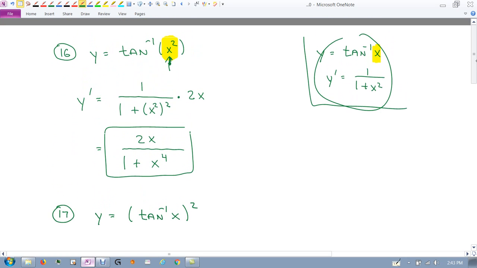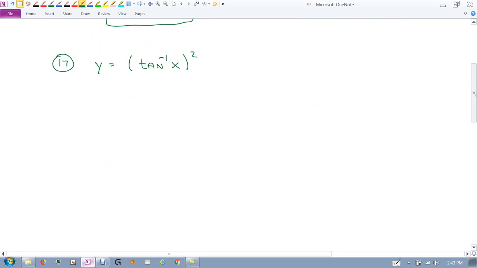And 17. All right, 17. We've got y equals arctan of x, but then that quantity squared. So that's the difference. There's a difference between this one and the one before it. On the one before, the squared was affecting just the argument inside the arctangent function. Here the squared is affecting the entire arctangent function.